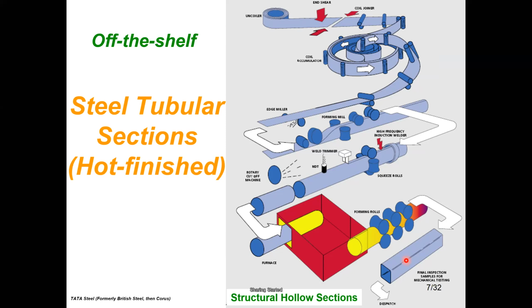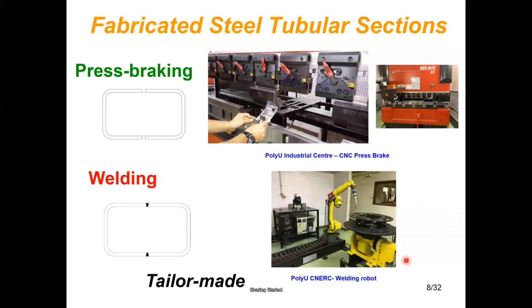If you haven't got the chance to buy those products in your area, then probably the easier thing is to buy some steel plates and try to fabricate, tailor-make your own. So here we have the so-called fabricated section. Here I show some of the equipment that we have at PolyU from the industrial center. We call it a press brake. Basically you have the plate, you press brake it, and then form the half section. Like in this kind, we also get the chance to use robotic welding.